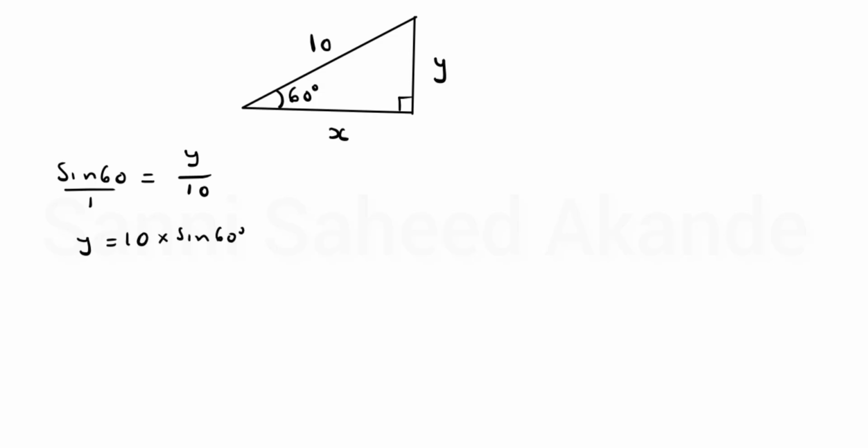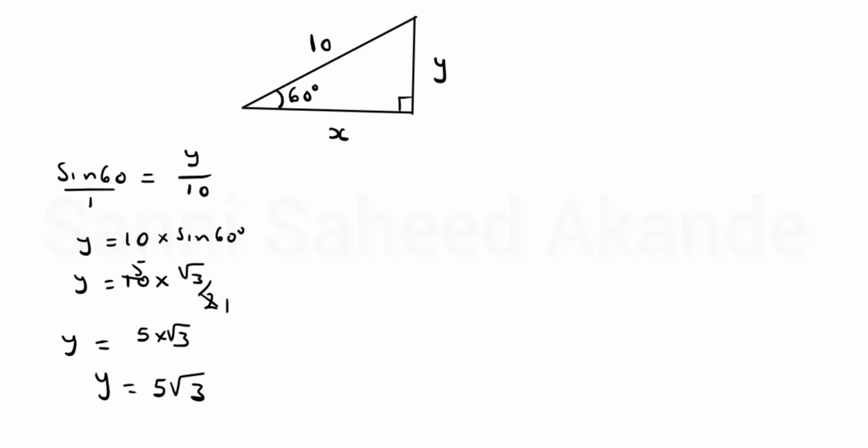So y is equal to 10 times sine 60, which from the special angles is root 3 divided by 2. Okay, so y is equal to, 2 here is 1 and 2 in 10 is 5. So we have 5 times root 3, which is equal to 5 root 3.